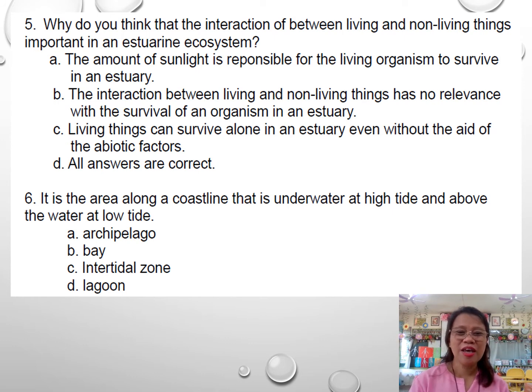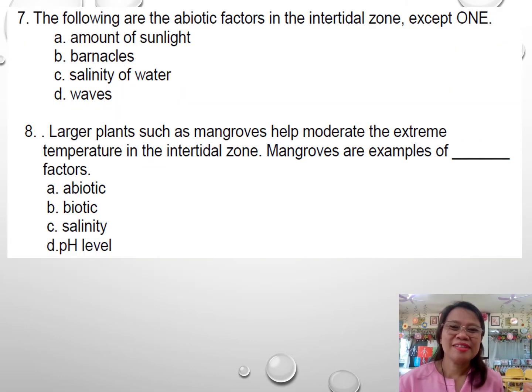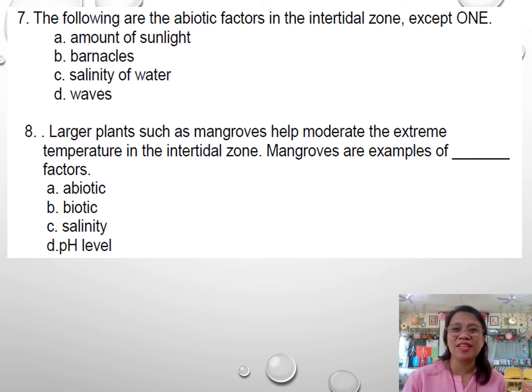Number 6. It is the area along a coastline that is underwater at high tide and above the water at low tide. Very easy. Number 7. The following are the abiotic factors in the intertidal zone except one. Which one is that?